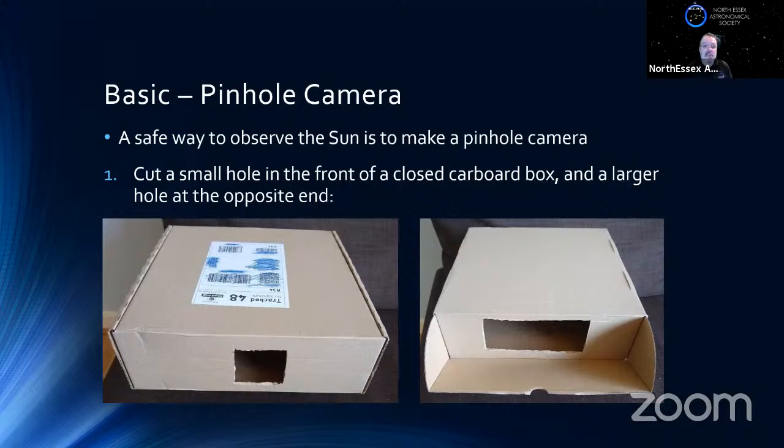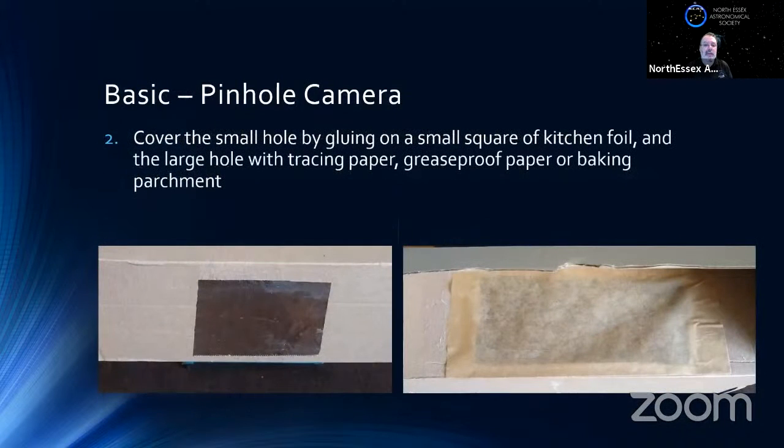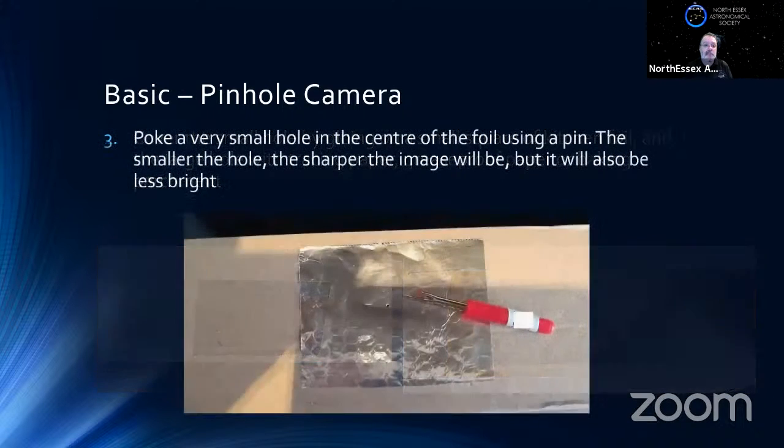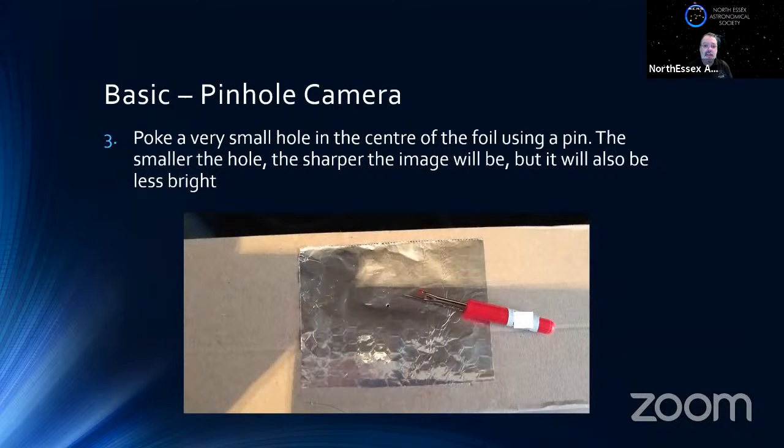You just need a cardboard box, cut a hole in the front, cut a hole in the back, cover the back with something like tracing paper or greaseproof paper, or in the worst case, as we've done here, a bit of baking parchment. It's not as good as tracing paper. Cover the hole in the front with a bit of tin foil. Make a small hole in the tin foil with a pin or a needle or something.